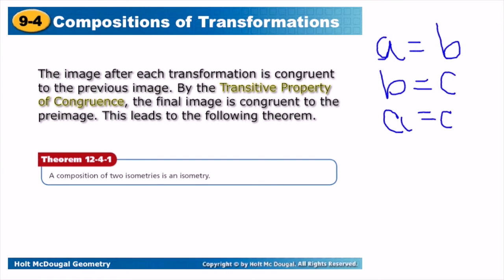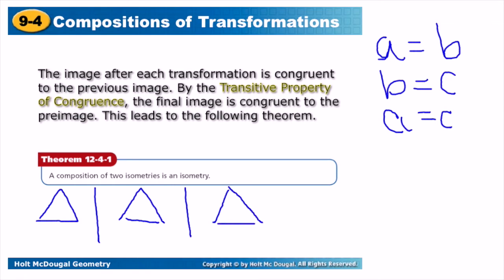So this time what they're saying is if my original is the same as the copy, so the preimage is the same as the image, and the image is the same as its image, then that means that all three must be the same. So if those two are equal and these two are equal, then I can just cut out the middleman, and these two are also congruent to each other.